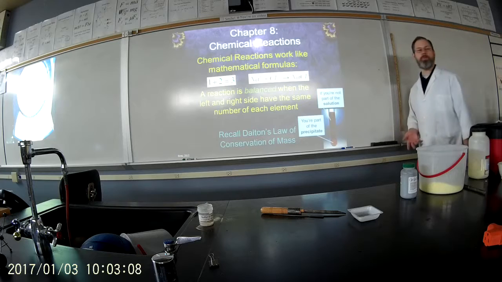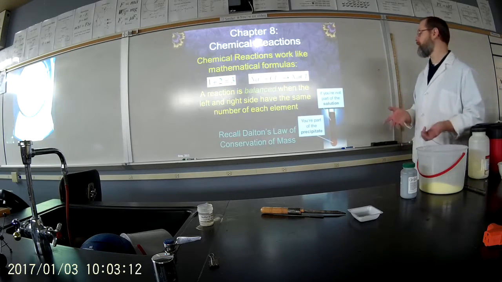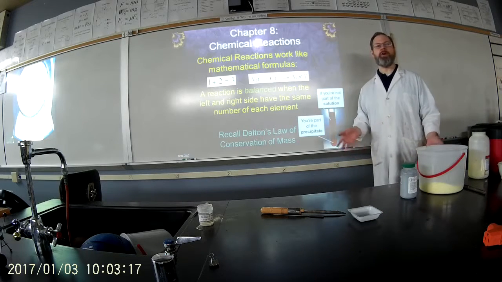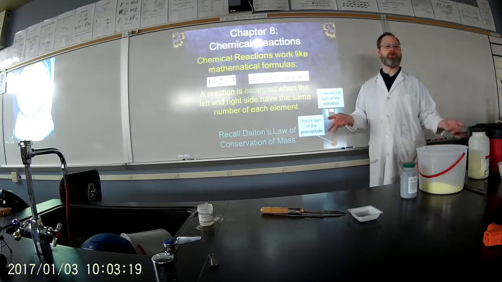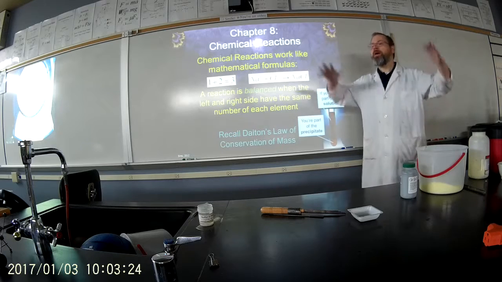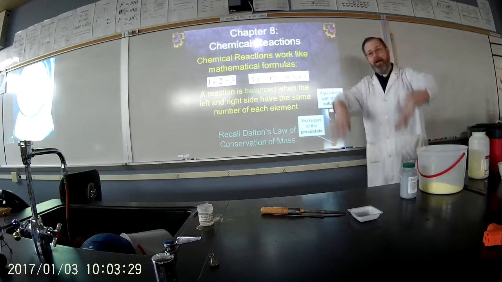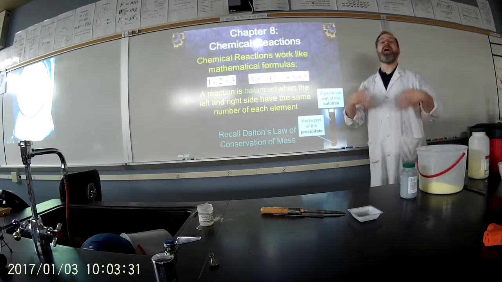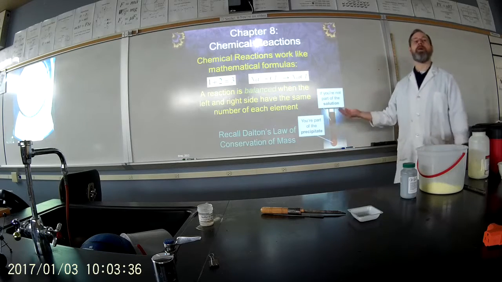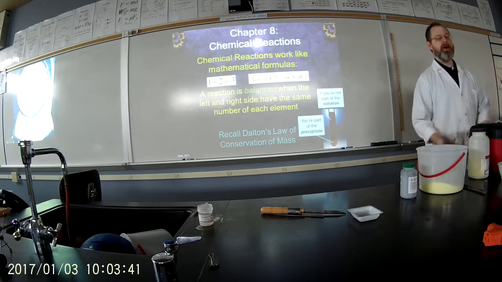Here's a fun word that you probably haven't heard in chemistry before. You've probably heard it on the Weather Channel: precipitate. When you're watching the news and they say there's going to be some precipitation, what do they mean? Rain, something falling out of the clouds. In weather, precipitation is when something falls out of the clouds. In chemistry, a precipitate is something that falls out of the solution or falls out of the reaction.